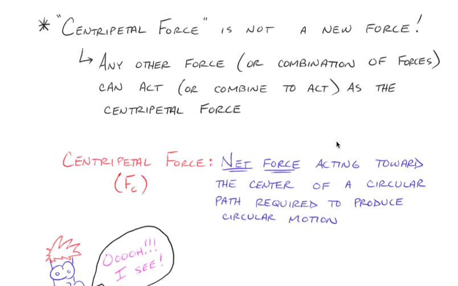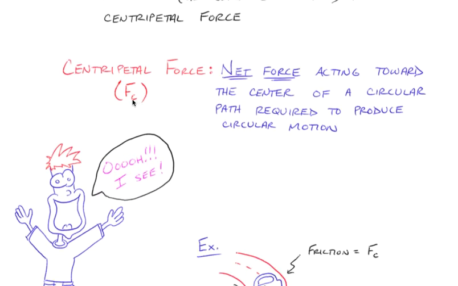So the actual real definition of centripetal force, which we represent as an F with sub C, is the net force acting towards the center of a circular path, and it's required to produce circular motion. If an object is traveling in a circular path, there must be a centripetal or center-seeking force acting on that object.